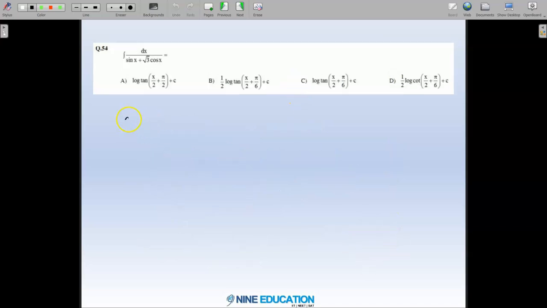Question number 54 is integration dx by (sin x plus root 3 cos x).